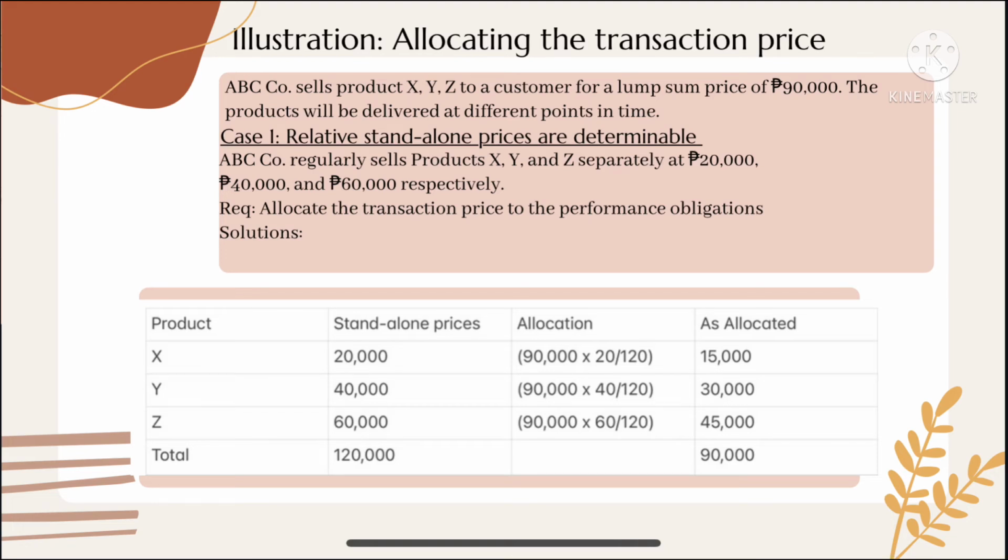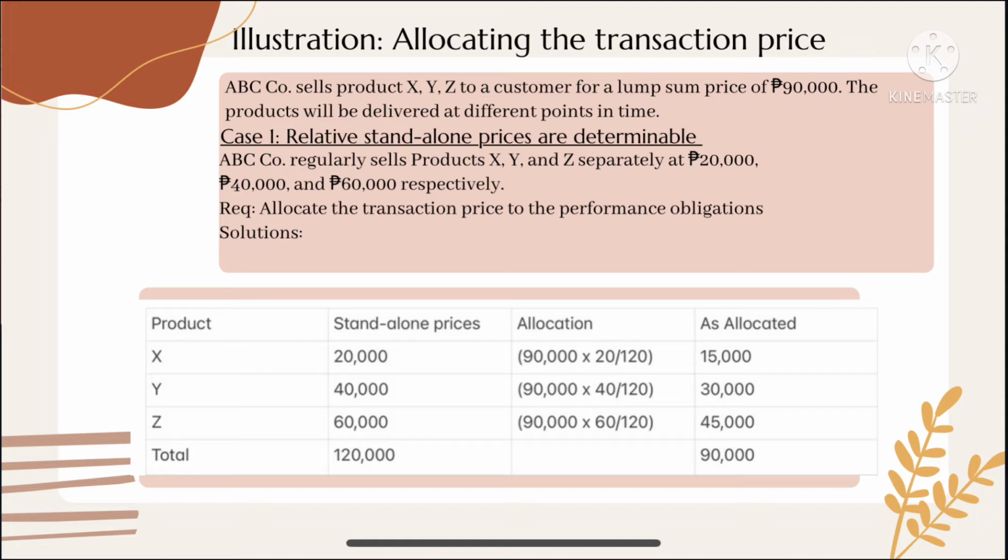ABC Co. sells products X, Y, and Z to a customer for a lump sum price of 90,000. The products will be delivered at different points in time. In case 1, related standalone prices are determinable. ABC Co. regularly sells products X, Y, and Z separately at 20,000, 40,000, and 60,000 respectively.